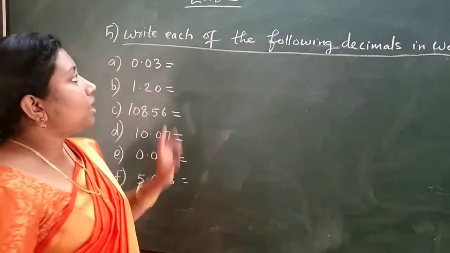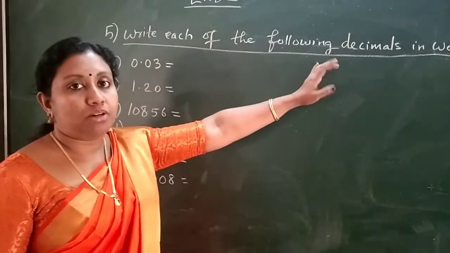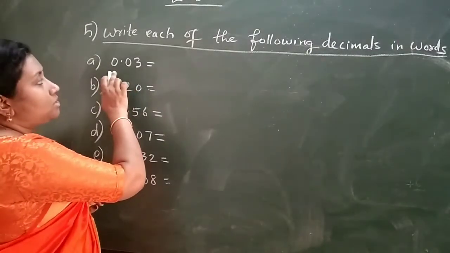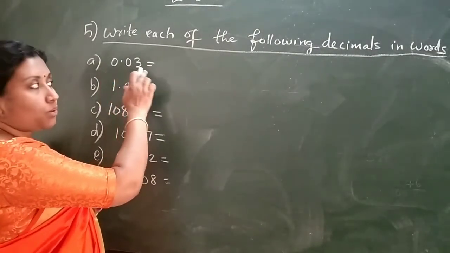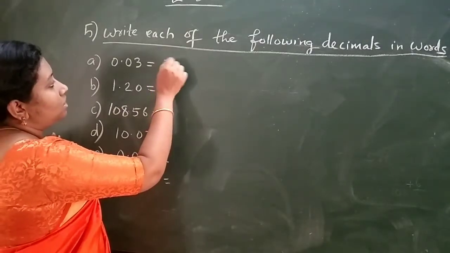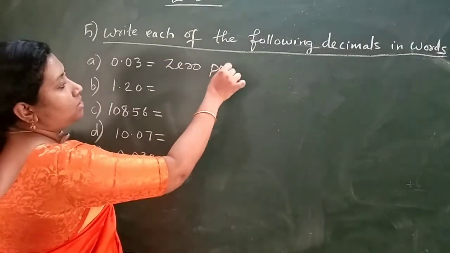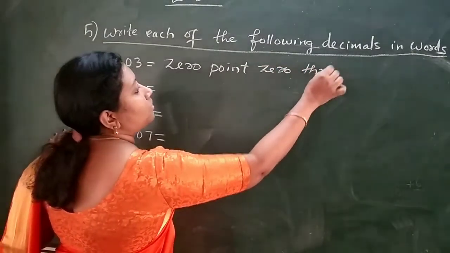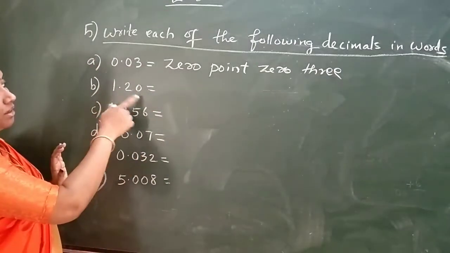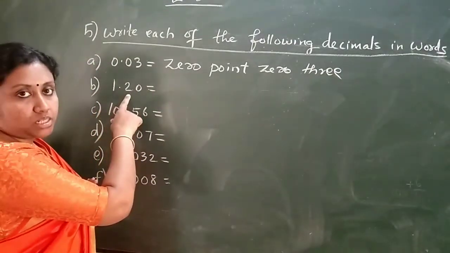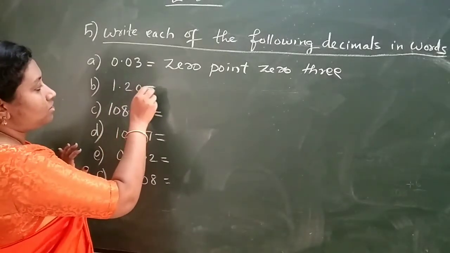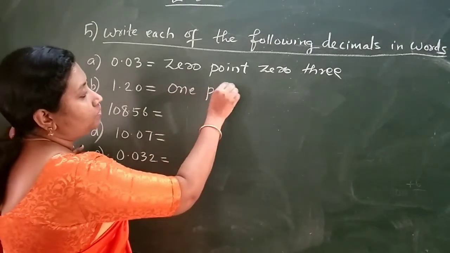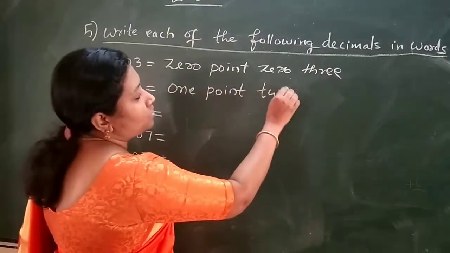Your fifth question: write each of the following decimals in words. How do you write this in words? How do you read this one? 0.03. You just write this in words. Then here, 1.20.